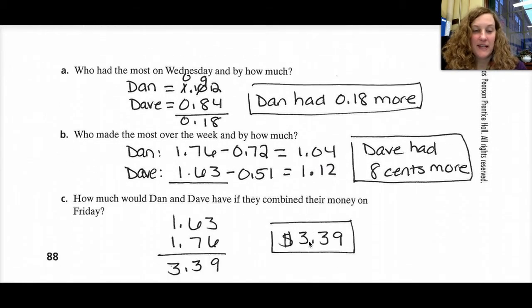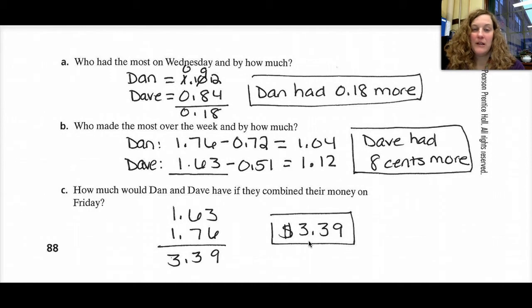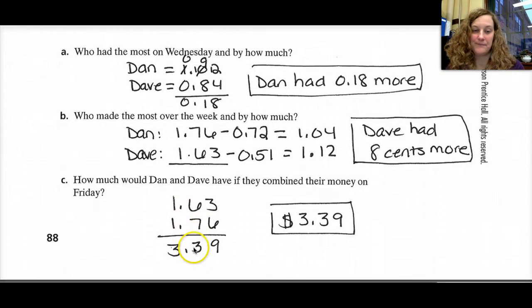How much would Dan and Dave have if they combined their money? This is just straight decimal addition. $1.63 plus $1.76 gives you $3.39.